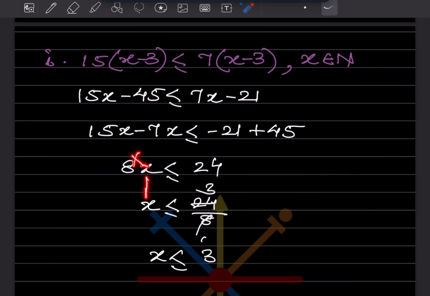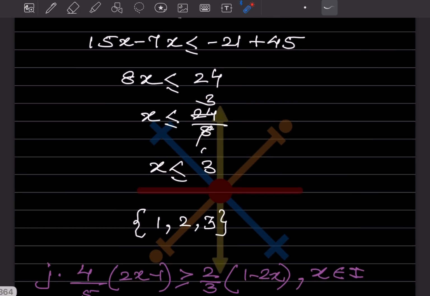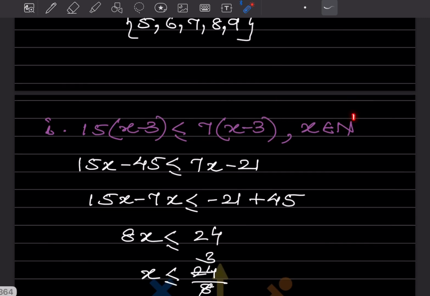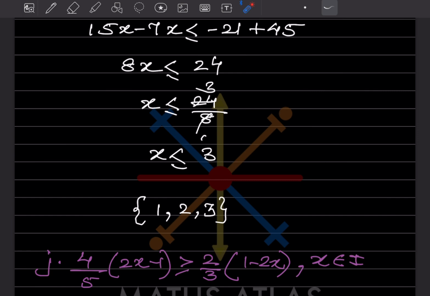This is multiplication, so it is going to get divided by 8. 24 divided by 8, so this will be 3. So x is less than or equal to 3. So that is going to be equal to 3, which means 3 should be there. And since it's a natural number, we have to include 1 and not 0. So 1, 2, 3.